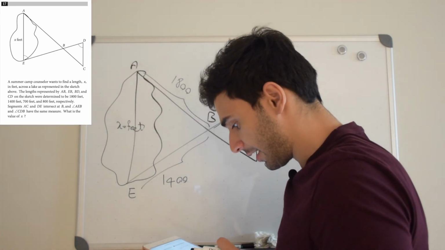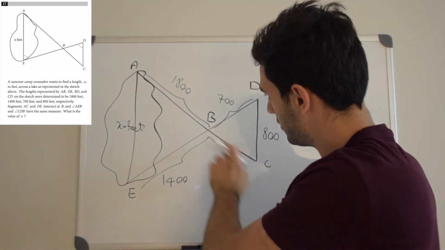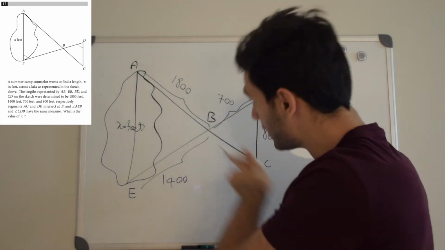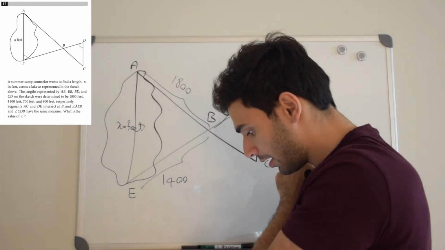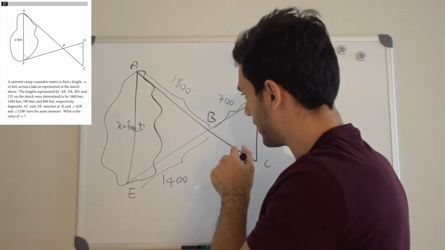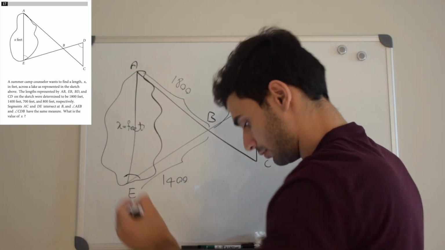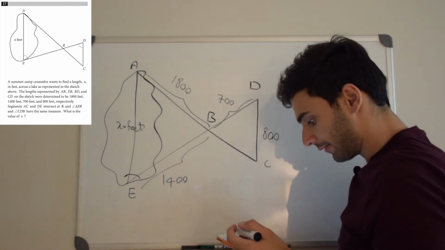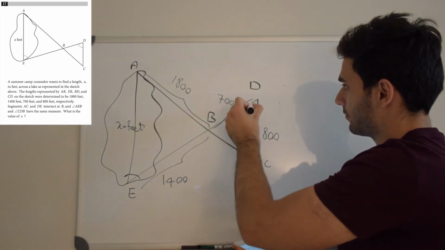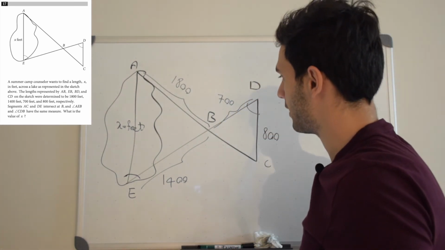Segments AC and DE intersect at B. And the angles AEB and CDB have the same measures. These two angles have the same measures. What is the value of x?